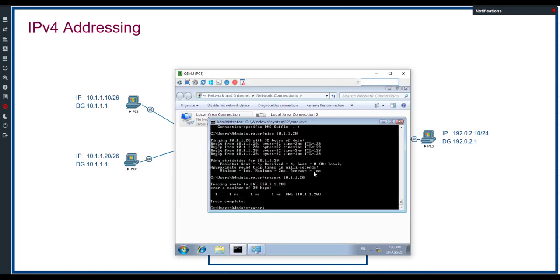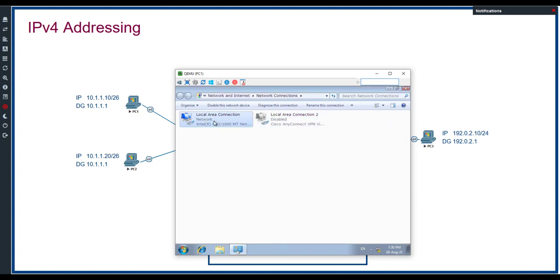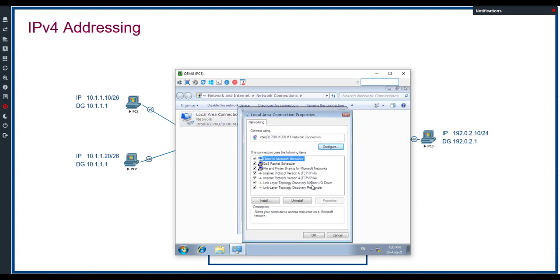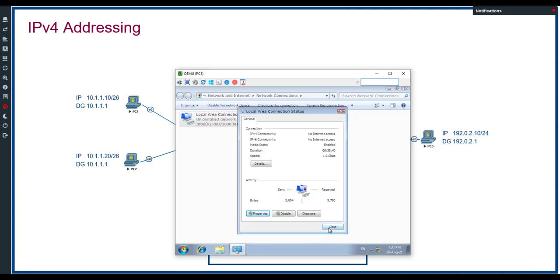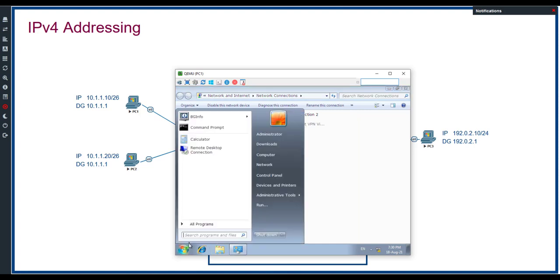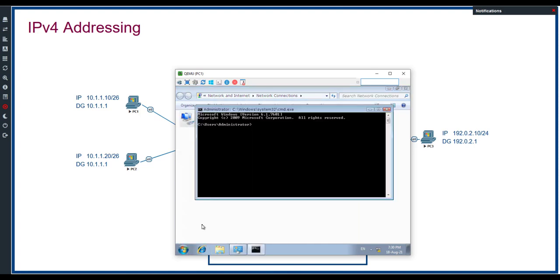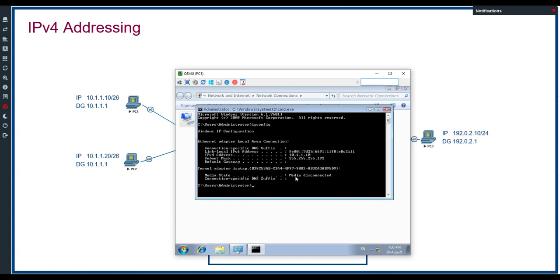Let me remove the default gateway from PC1. This is PC1, and I'm going to remove the default gateway address from PC1, because I'm going to show you that we need a default gateway for communicating with outside of this network. Here, this is the CMD again. ipconfig can show us that we don't have a default gateway, and then for example ping 192.1.0.1. About the connectivity inside of the network, we don't have a problem.